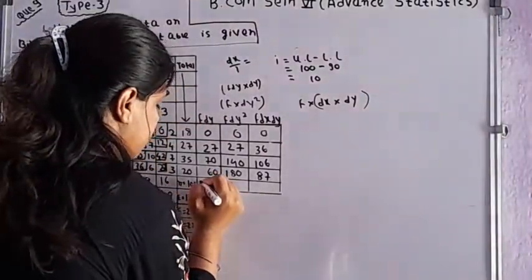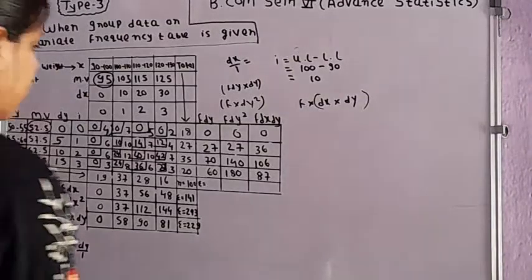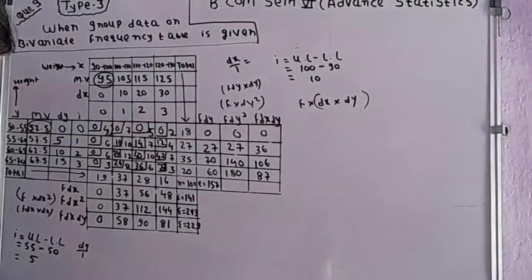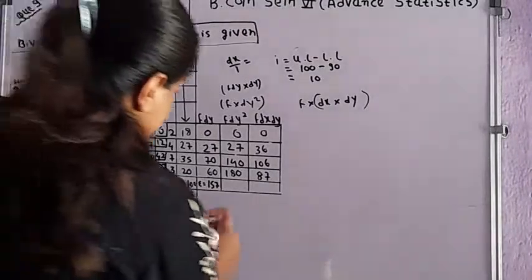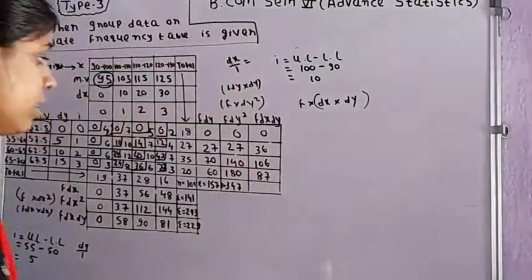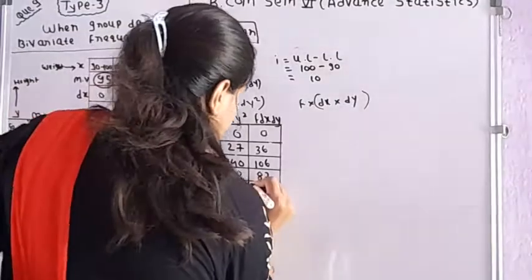So let's start with summation f dy. Here 27 plus 70 plus 60. It comes to 157. Okay, 157. After that, 27 plus 140 plus 180. It comes to 347. Okay, 347. After that, 36 plus 106 plus 87. It comes to 229. Okay.